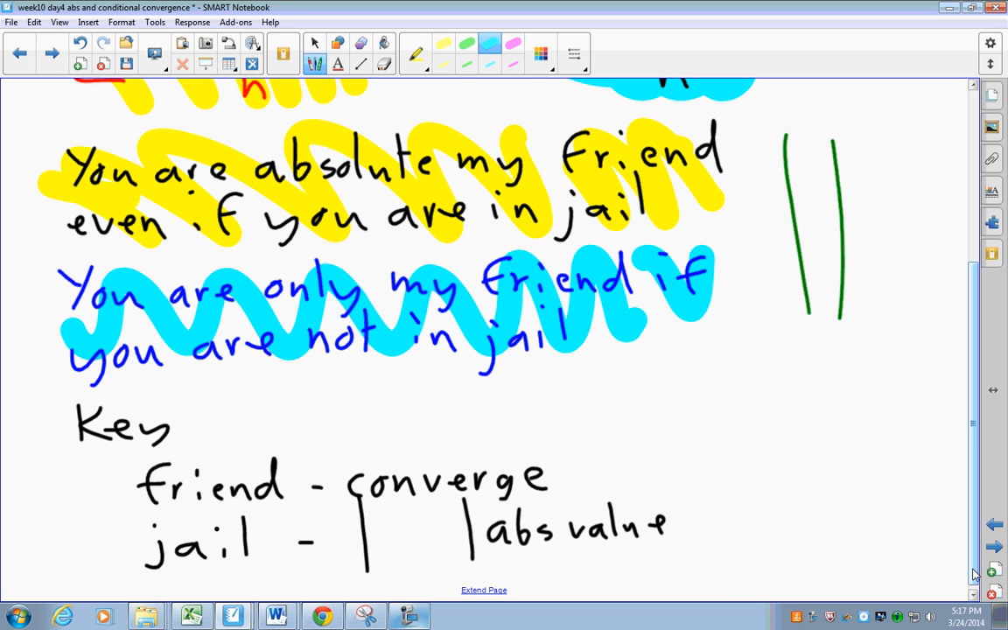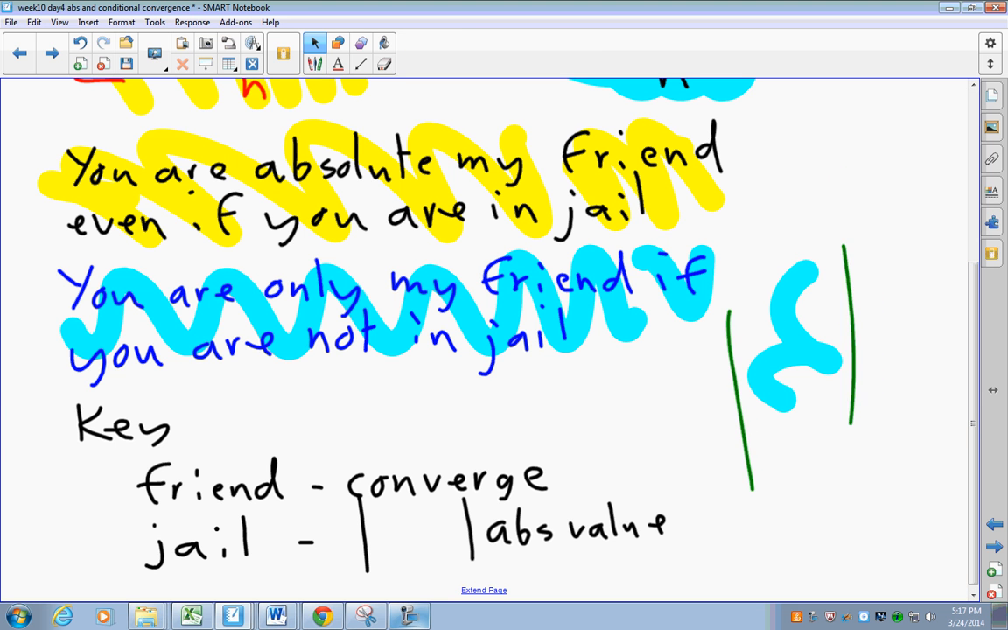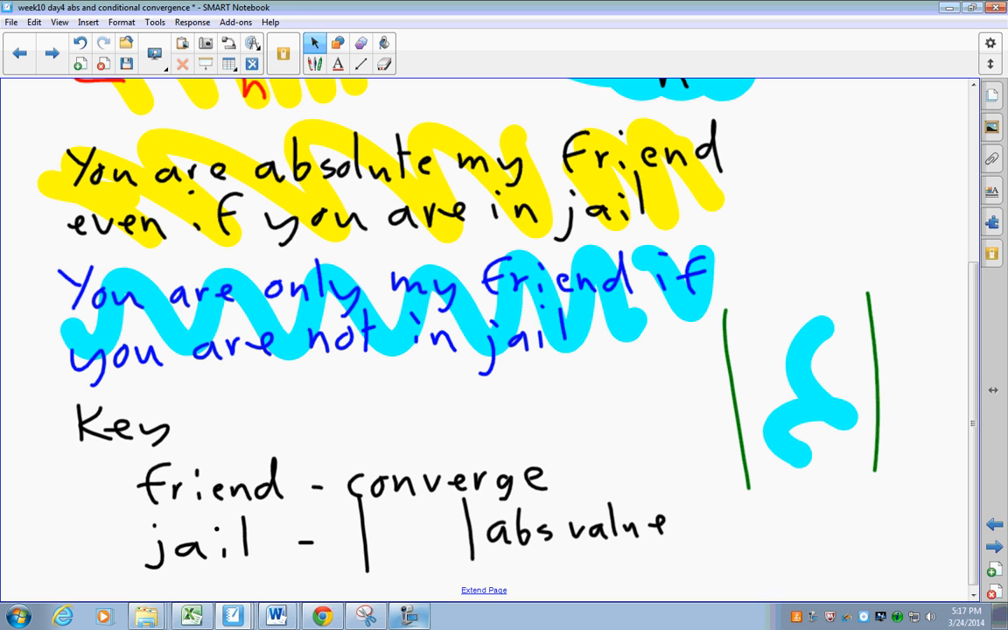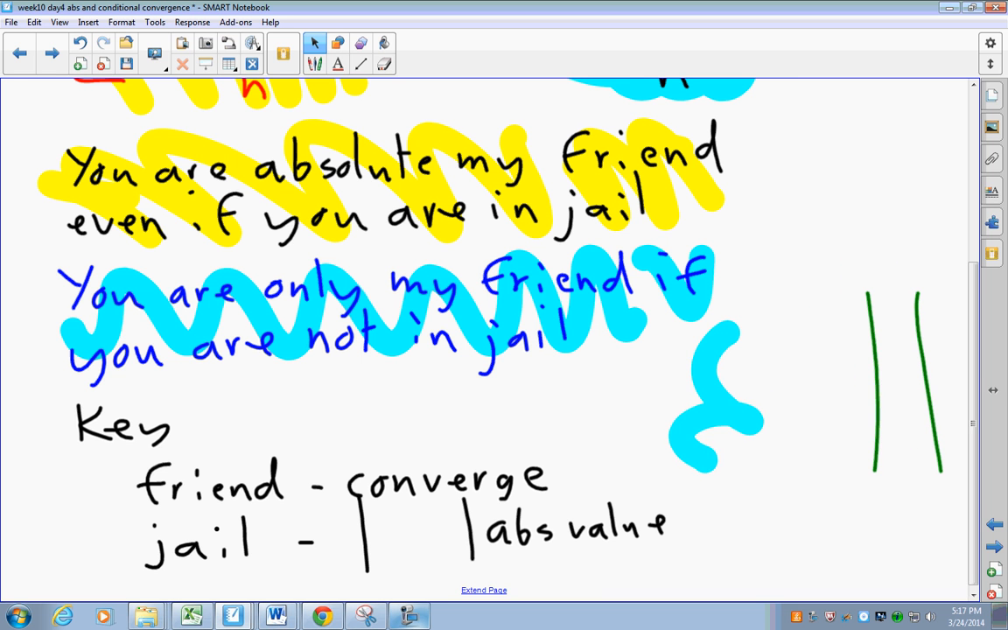And jail, look at those bars. Do you see those bars? Oops, I didn't mean to do that. But look, boom, boom. I just put that squiggly in jail. Okay, if that squiggly there is in jail, but he's my friend no matter what, then that is absolute convergent. If this works, then him by himself will work.